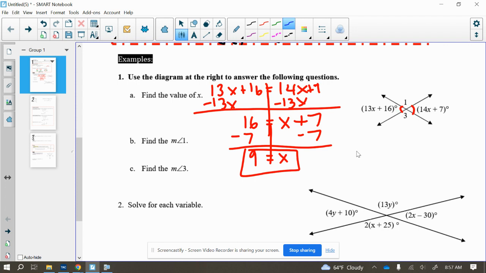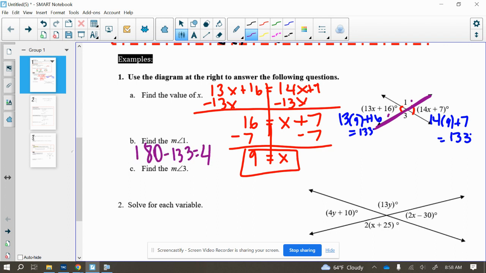What we can do, though, is plug back in 9 to both sides, and we find out that both of the values that we do have come out to be 133 degrees. And now we know that these two angles are supplementary. Again, this is a linear pair, this angle and this angle. So if we take 180 minus 133, we get this angle here of 47 degrees. Same thing with angle 3, or again, we could know they're vertical. These would have to be the same. They are 47 degrees.